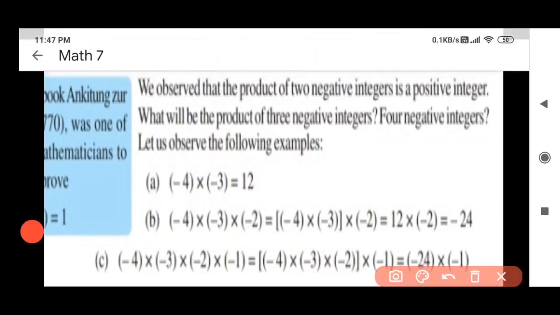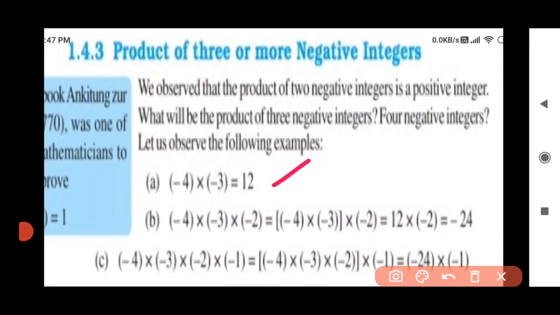Minus 4 into minus 3 equal to 12. So you know very well, two negative integers give a positive integer. Next, B: minus 4 into minus 3 into minus 2. Let us multiply first minus 4 into minus 3, which is 12. 12 into minus 2: 12 into 2 is 24, so 12 into minus 2 equal to minus 24. Plus into minus is minus.